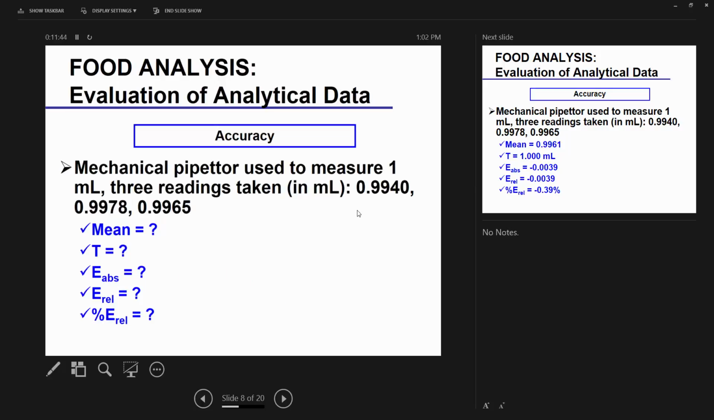All right, let's do some calculations. In this case, you're using a mechanical pipette, which you will be using in the lab next week, to measure 1 milliliter. And then you've taken these different readings, and this should be, sorry, I'm missing, 3 readings in milliliters. So there's your unit. Do you report the error in negative values? No, it's always absolute. So always you have the absolute value, the difference in absolute.